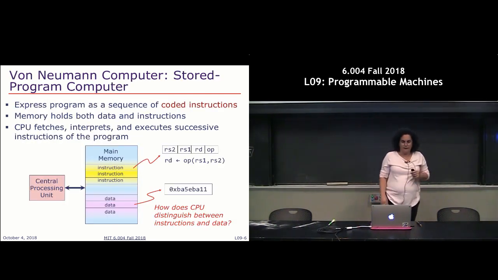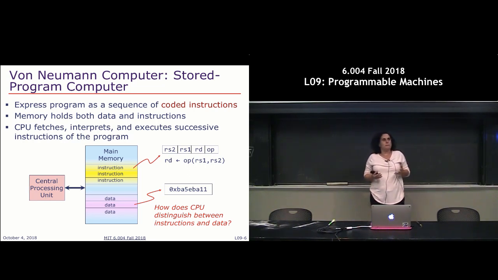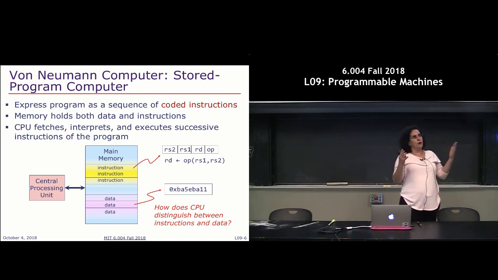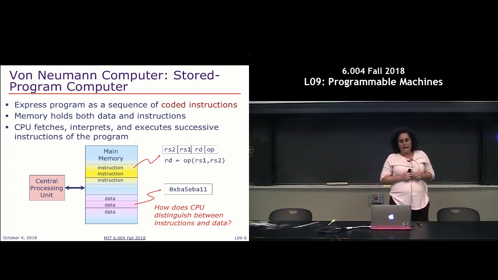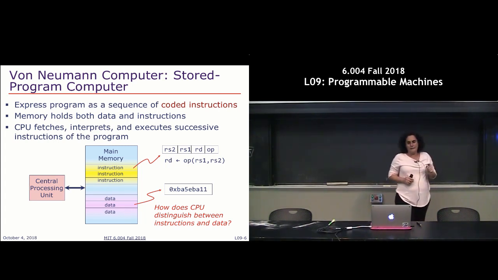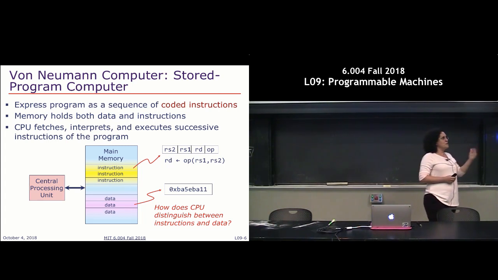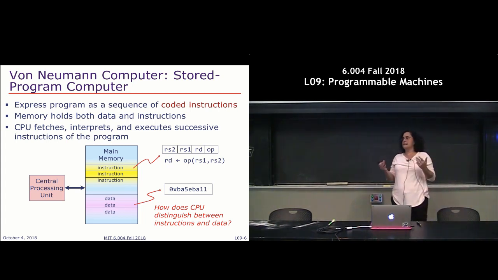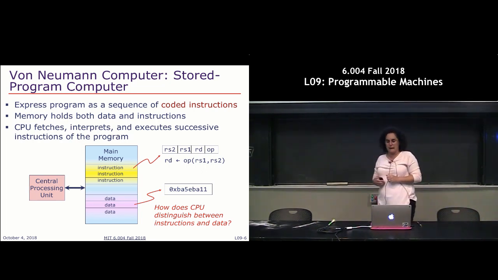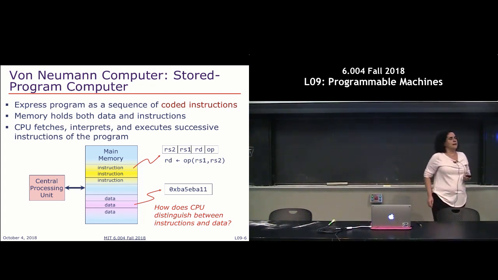Great. All right, so another way of thinking about our von Neumann computer is as a stored program computer. What do we mean by that? We have our instructions and they get encoded into our memory. And our memory is going to hold both instructions and data. Then our CPU is going to be responsible for fetching these instructions, figuring out what the instruction is supposed to do, executing that, and then storing any results back to memory. So in main memory, we have both instructions and data.